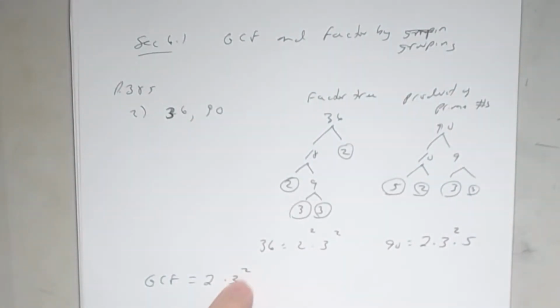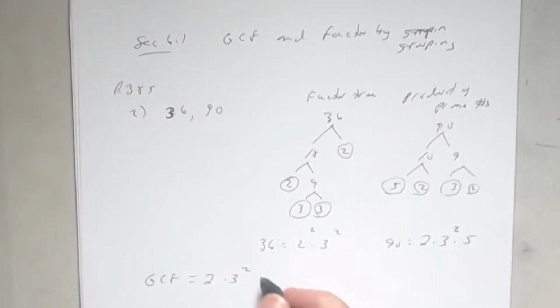Now notice, what's 3 squared? 9. What's 9 times 2? 18. There's the GCF. So you learned that in a couple of courses ago. For the most part, you'll be able to look at your expression, that polynomial, and right away determine what the GCF is.